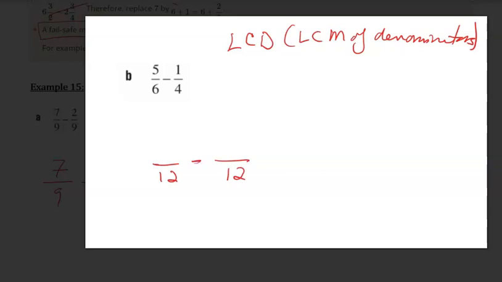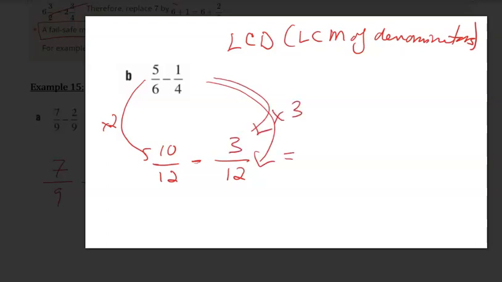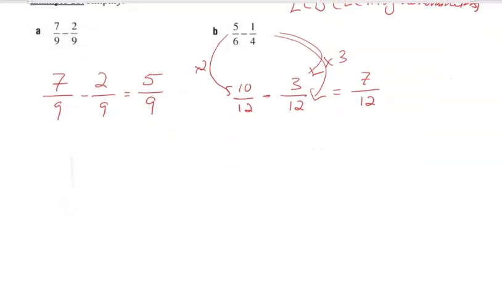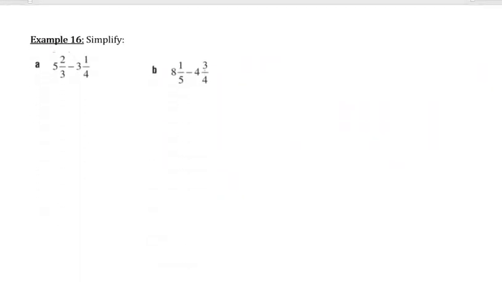So then we have to convert that top number. What did I say? 6 times 2? So that'll make it 5 times 2. And 4 times 3 got us 12, so 1 times 3 will give us 3. Then I simply take 10 minus 3, which gets us 7. And of course, 7 what? 7/12. Now we want to simplify this.